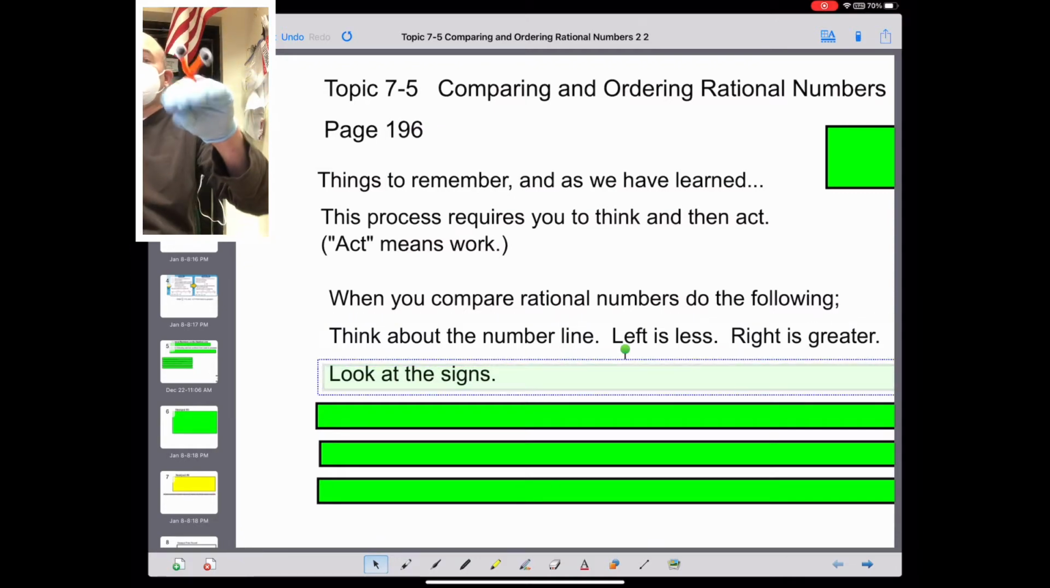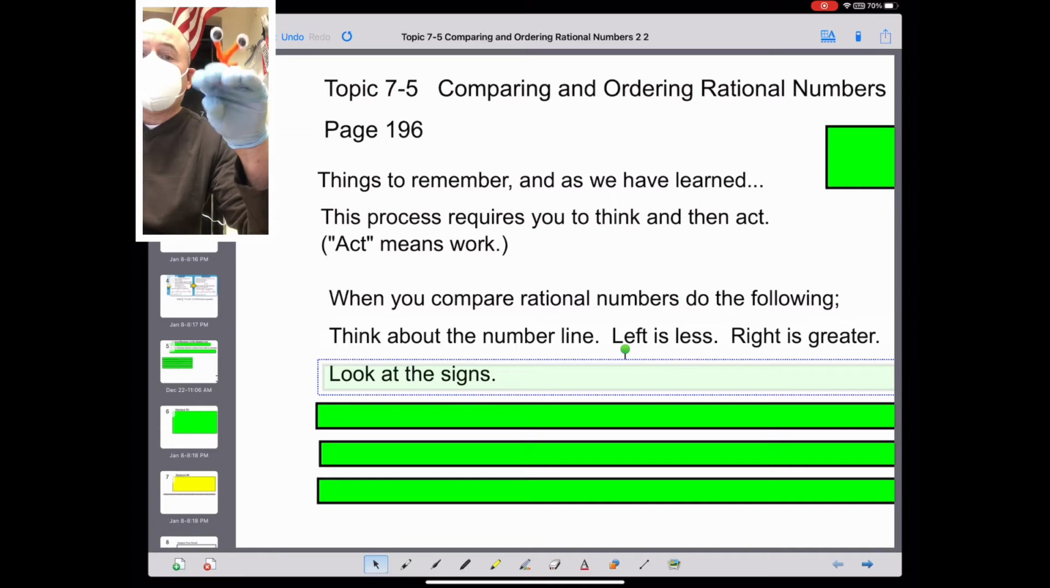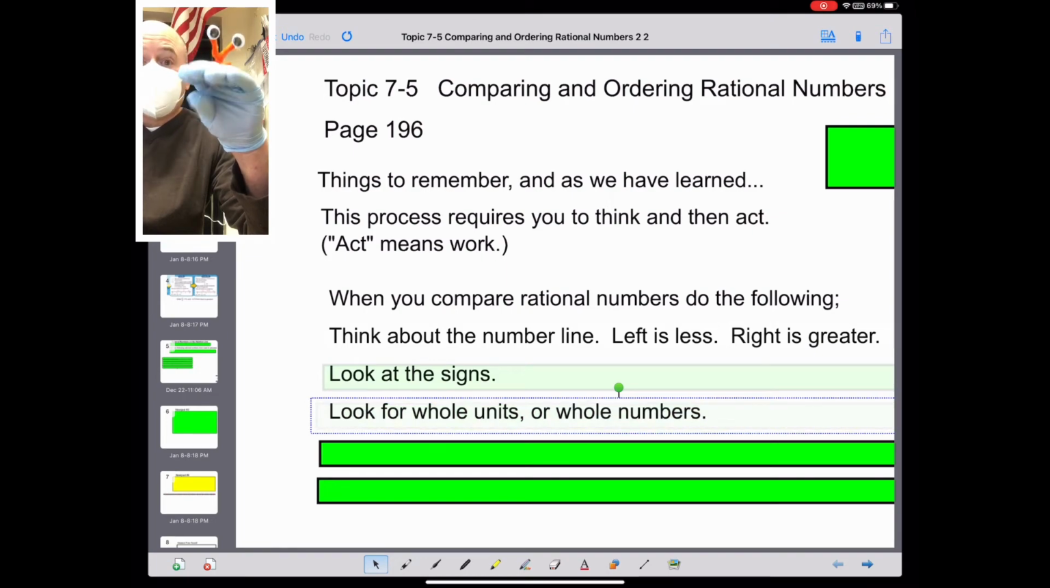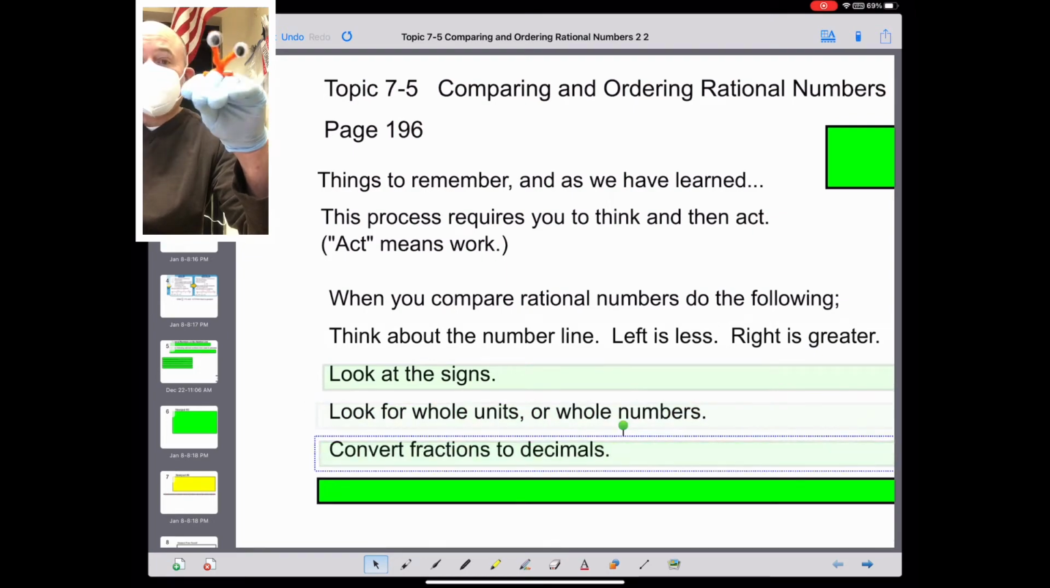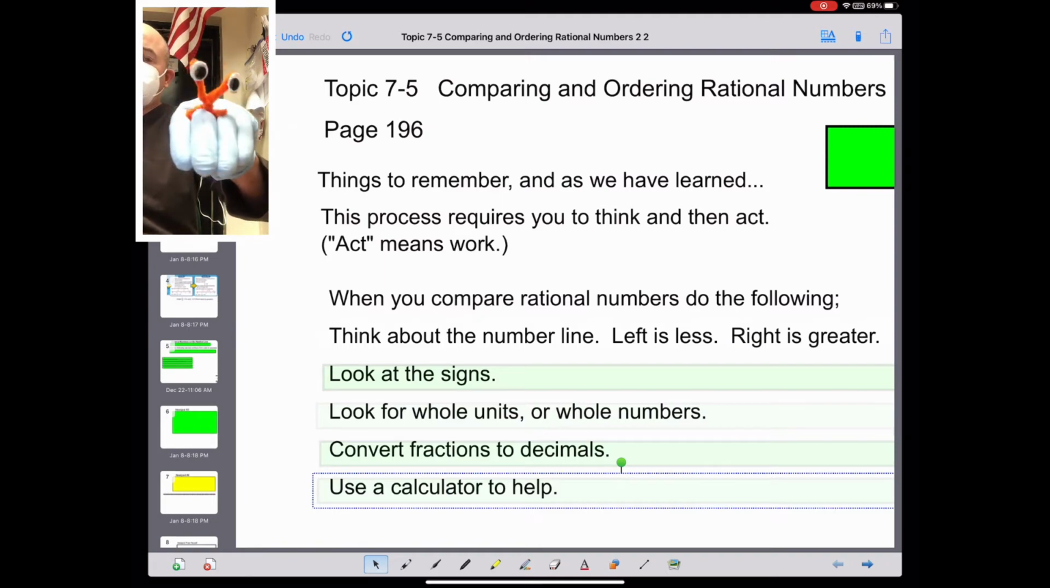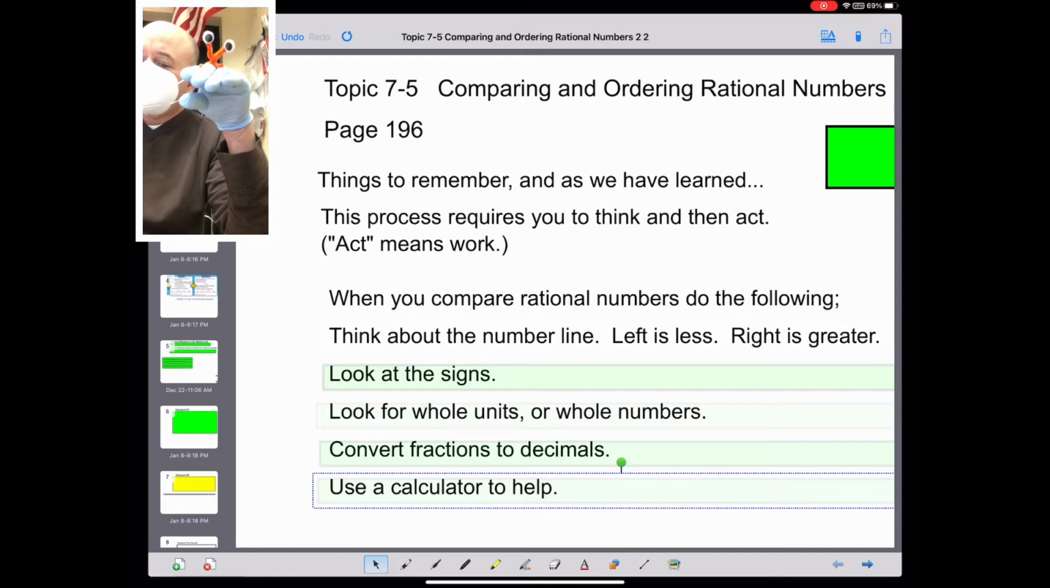Also, look for the signs. So if you look at the signs right away, that will tell you which are greater and which are less. Negative are less than positive. So if you group the negative and the positive, that will help you right away get started. Next thing, look for whole units or whole numbers. Also, convert fractions to decimals. It's always easier to work with decimals. Right, Mr. Triola? Okay. And the last thing, use a calculator to help you. There's nothing in the book that says you can't use a calculator at this point. All right, shall we continue?